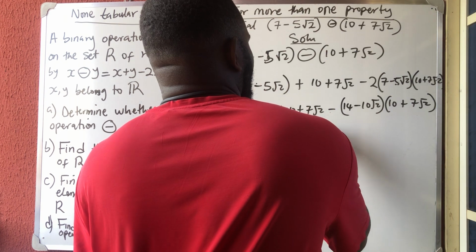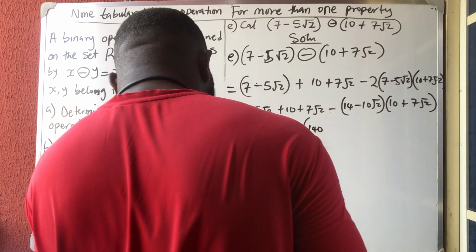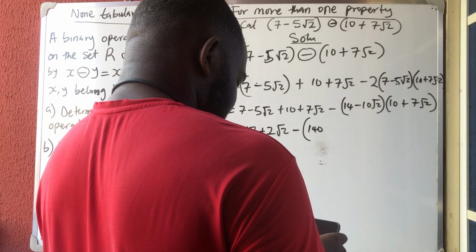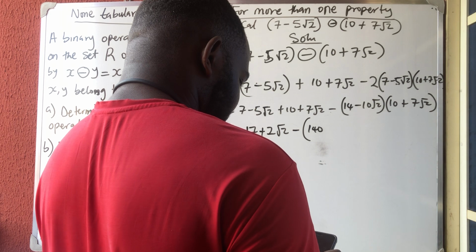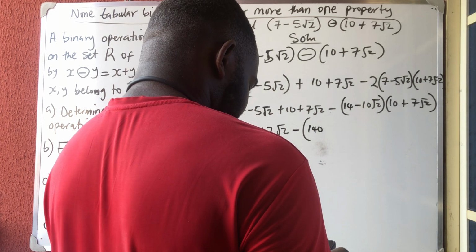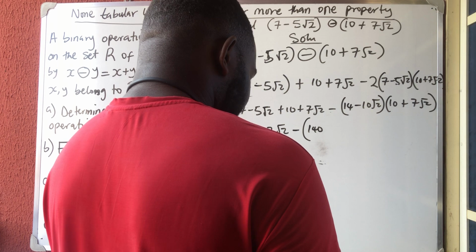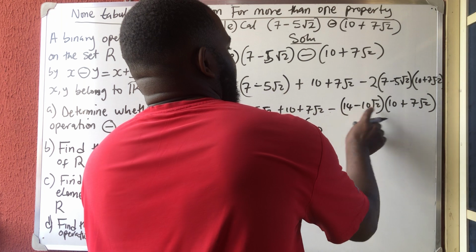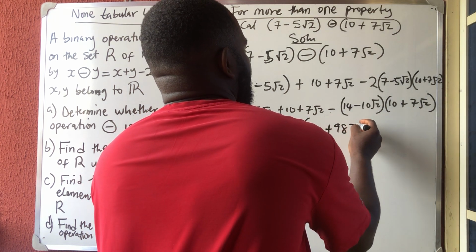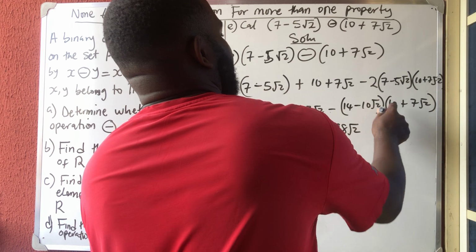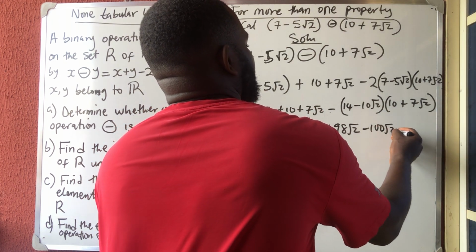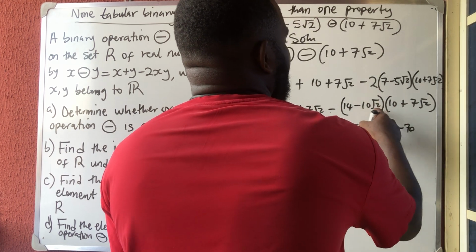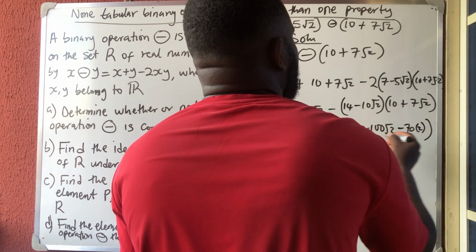14 times this will give you 140. 14 times 7 will give you 98 root 2. This time this will give you minus 100 root 2. Now minus 10 times this will give you minus 70. Root 2 times root 2 will give you 2.